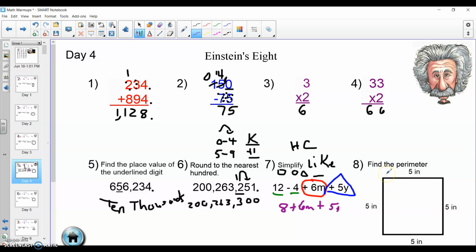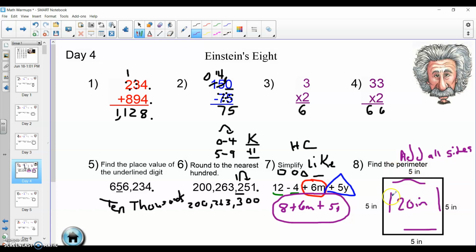And then number 8. So this is, again, number 7 is your final answer. Number 8, the perimeter means to add up all the sides. All right, so if I have 5 inches here, what's 5 plus 5? 10. What's 10 plus 5? 15. And 15 plus 5? 20. So my answer is 20 inches for the perimeter.